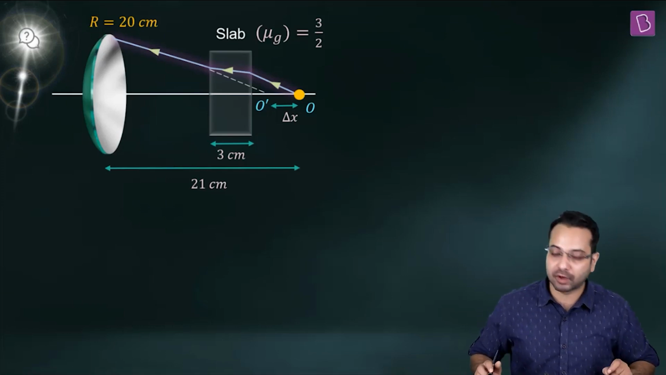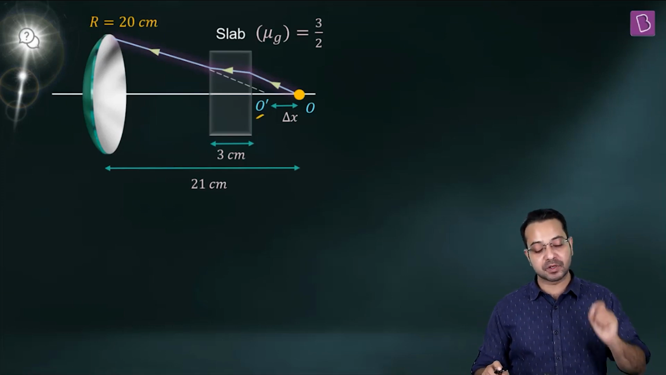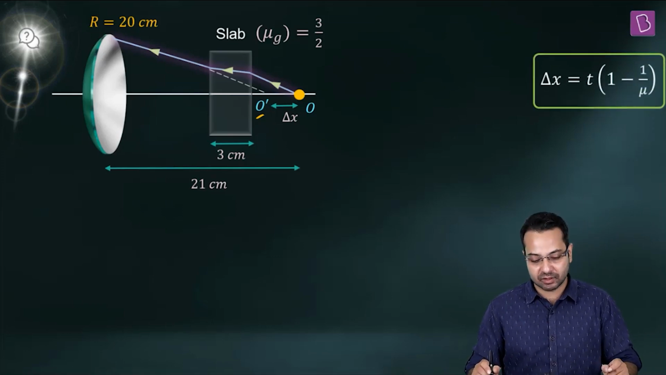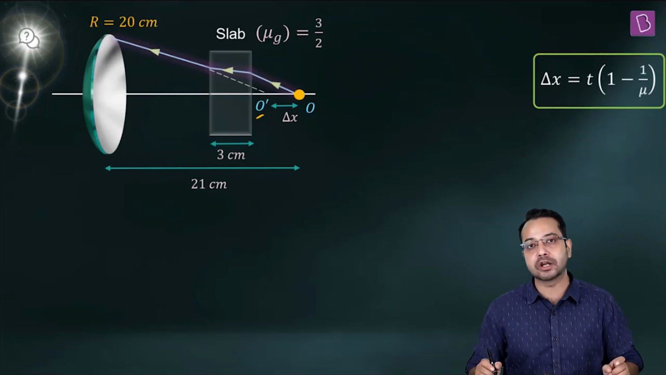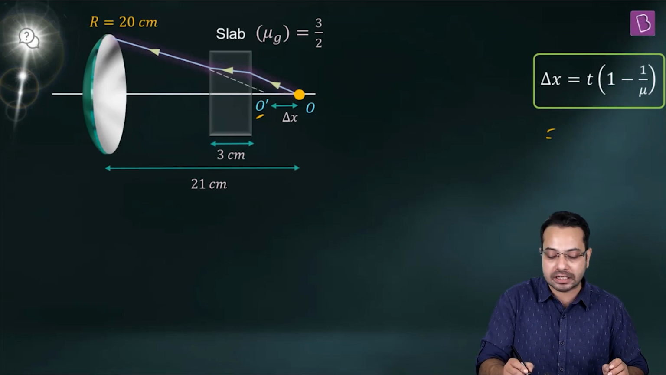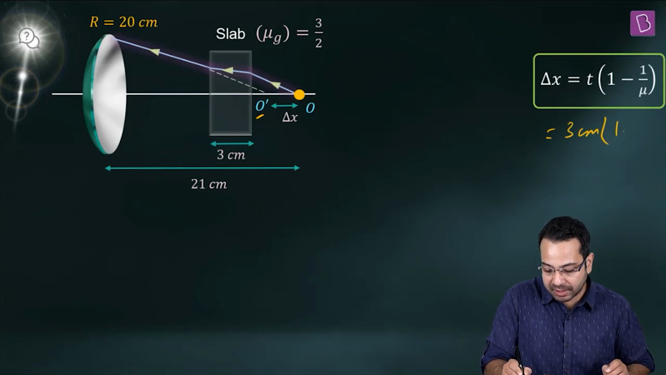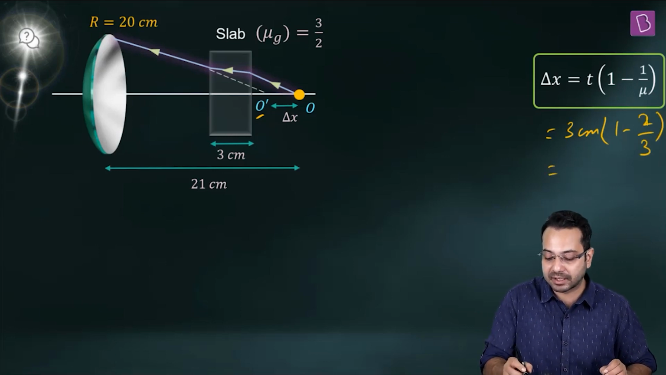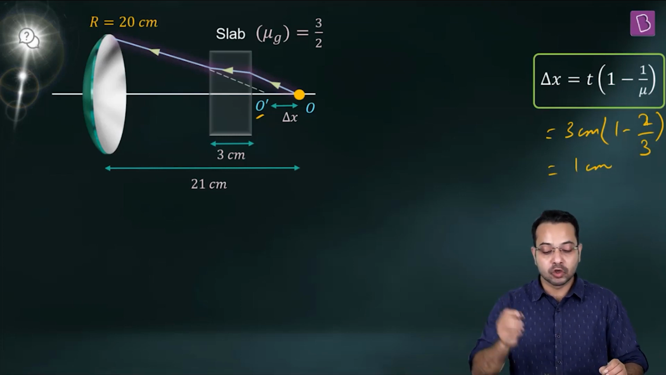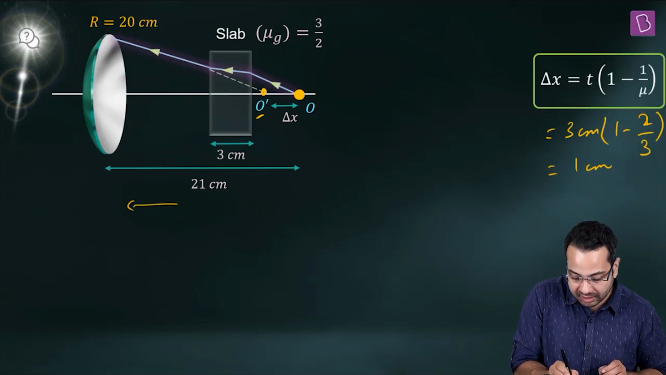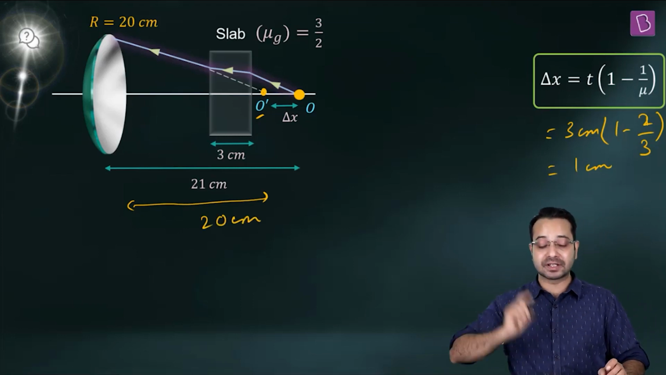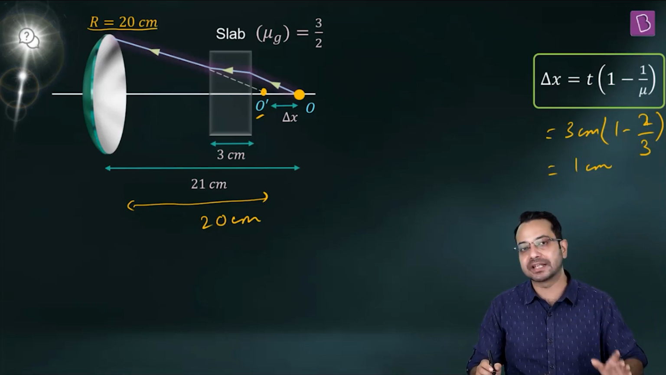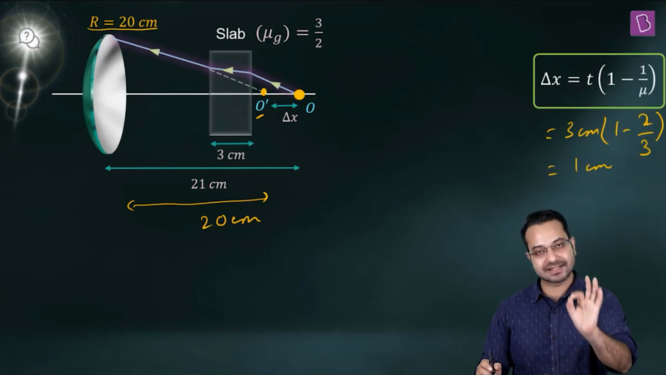Okay, so first of all, we need to find out where is this O prime, the image formed by the refraction. And we know that the shift due to a slab, delta x, is equal to t into (1 minus 1 by mu). So let's quickly calculate that. t is 3 centimeter and this becomes 1 minus 1 upon mu. Mu is 3 by 2. So 3 comes here, 2 goes here, and this becomes 1 centimeter. Okay, which means that O prime is at a distance of 20 centimeter, and now this is going to act as an object. Okay, now the radius of curvature of the concave mirror is 20 centimeter, which means O prime is at the center of curvature.